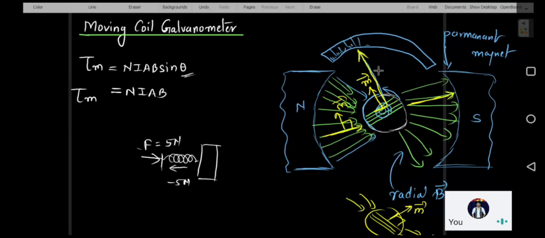Okay, so if this magnetic field is applying a torque on this coil, and this torque is rotating the coil, there will be a counter torque, a restoring torque, applied by this spring on the coil. So if the coil is trying to move in a particular direction, there will be a torque called the restoring torque acting on this coil, which will always be in the opposite direction.